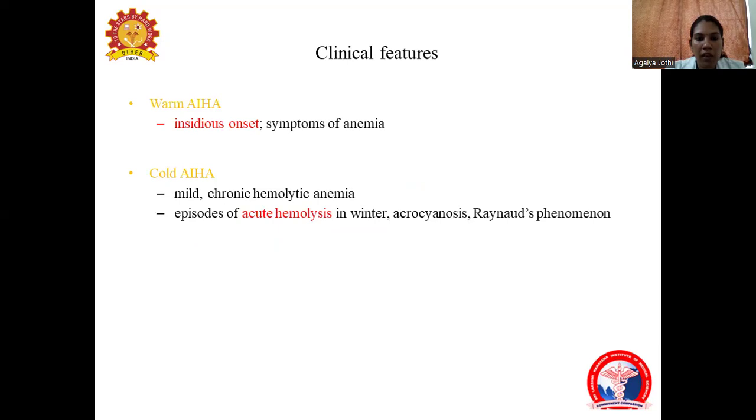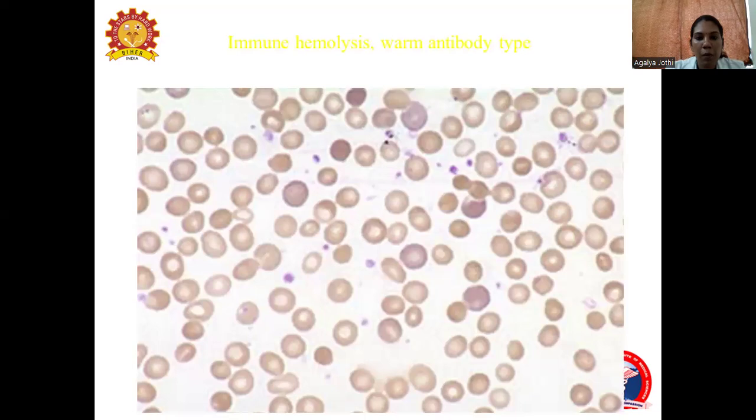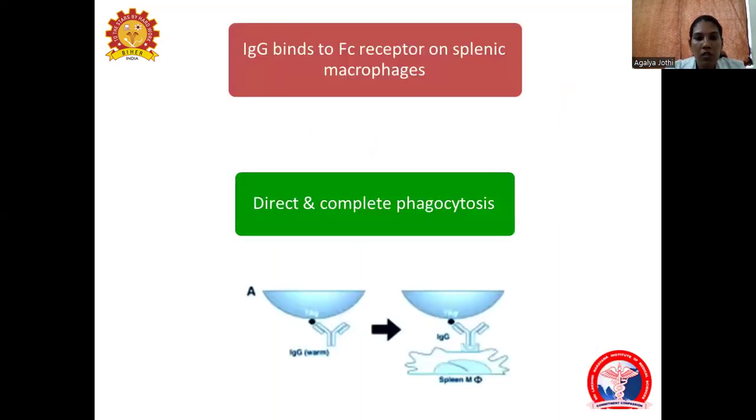So the most common clinical features will be symptoms of anemia. It is an insidious onset. This is the peripheral picture showing many spherocytes and microspherocytes. Some fragments are seen. This is the mechanism.